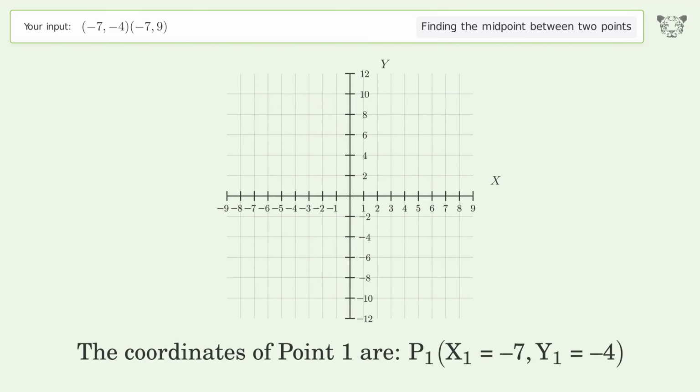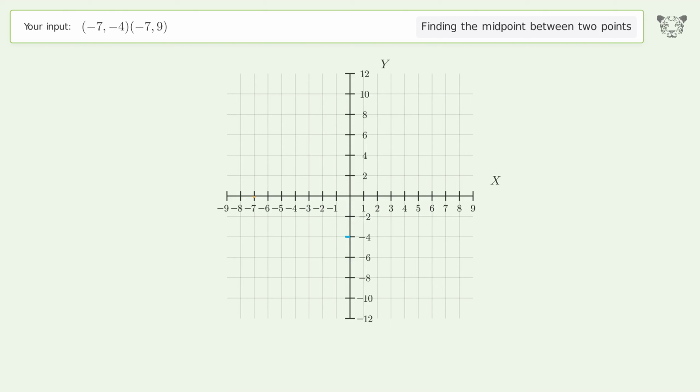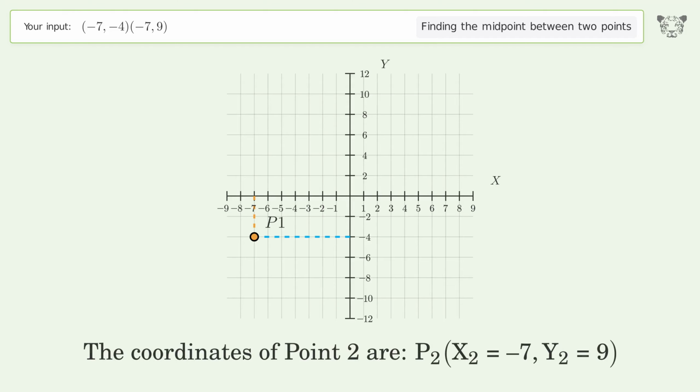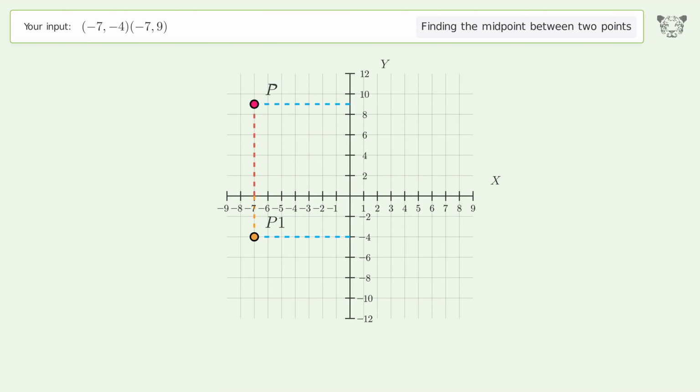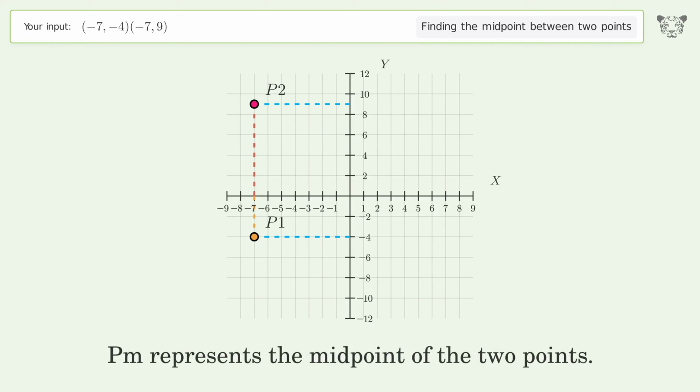The coordinates of point 1 are x1 equals -7, y1 equals -4. The coordinates of point 2 are x2 equals -7, y2 equals 9. PM represents the midpoint of the 2 points.